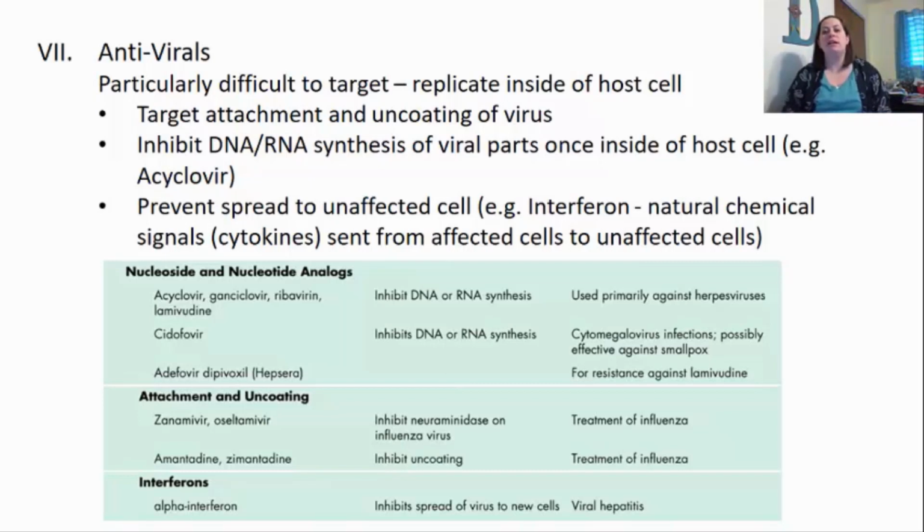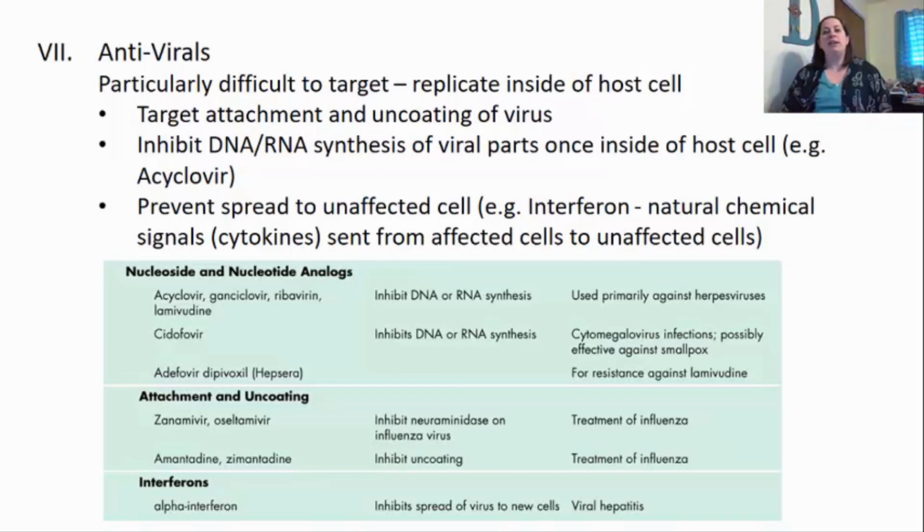An example here are interferons, which are natural chemical signals, also known as cytokines, that are sent from affected cells to unaffected cells. So this is what happens when a cell gets infected with a virus. It sends out interferon, and interferon tells the other cells, "Hey, I'm infected, protect yourself." And those cells start to protect themselves. So these interferons are a good way for us to potentially help protect the neighboring cells.